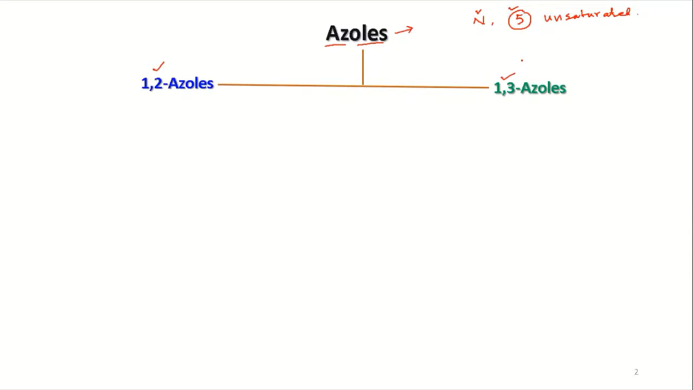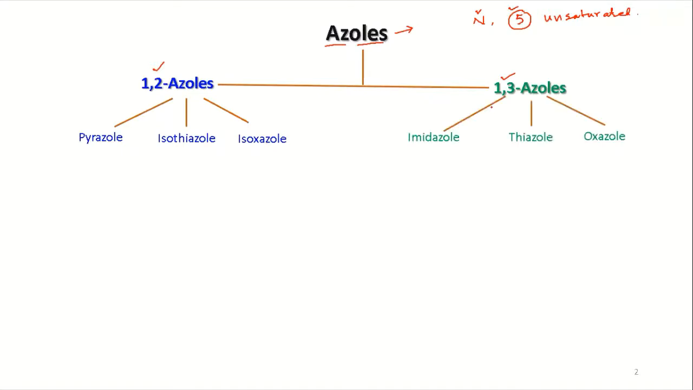Now in this type of compounds, you have 1,2-azole with three different compounds, where one is pyrazole, another is isothiazole, and the third one is isoxazole. So one O has been vanished, so isoxazole. And the 1,3-azole, you have imidazole, thiazole, and oxazole. So these two are 1,2 and 1,3. Definitely, they are just isomers of the same structures, I mean, the same formula. Now we'll first go through the 1,3-azole, and then we'll quickly look into 1,2-azole.